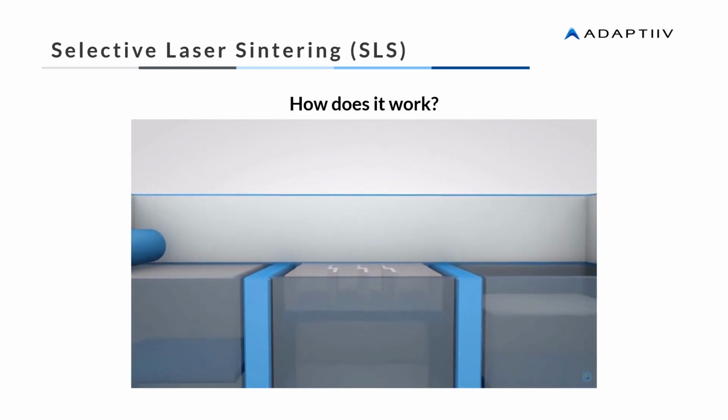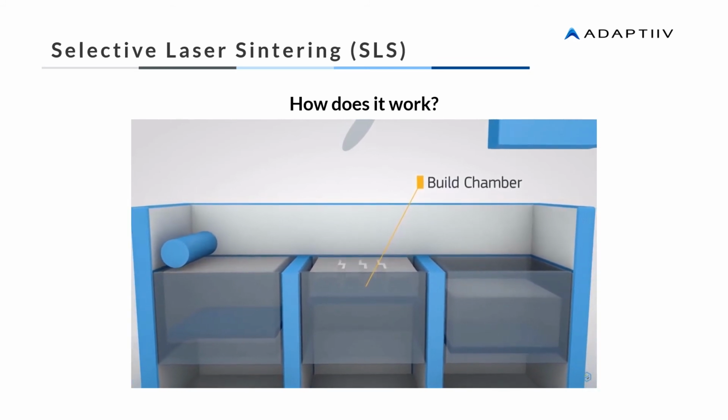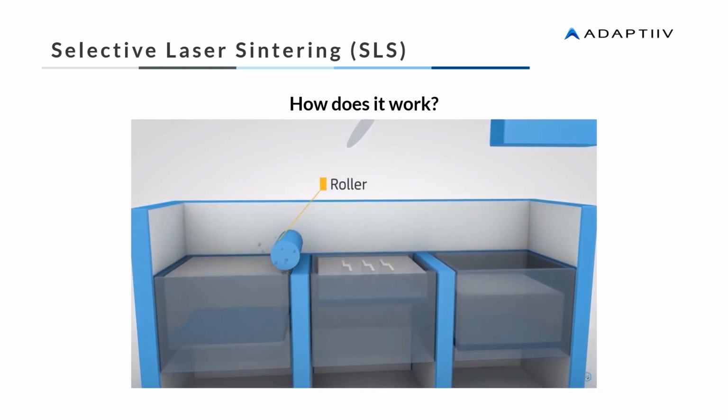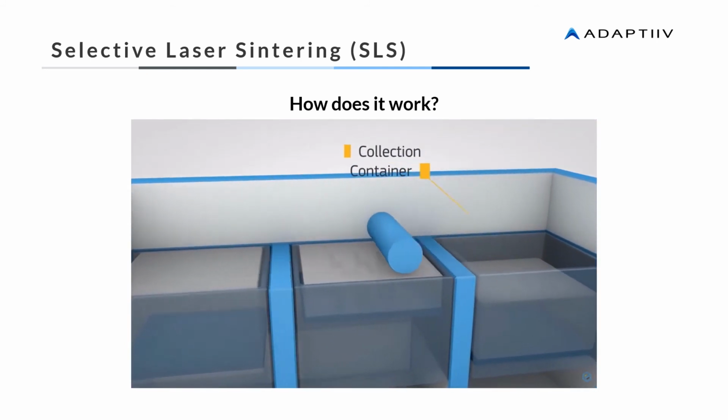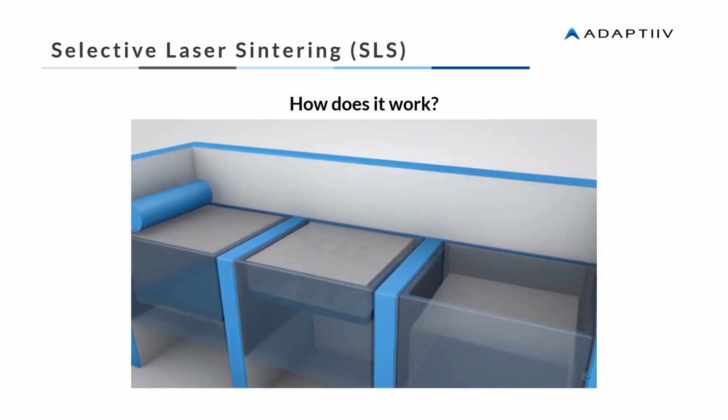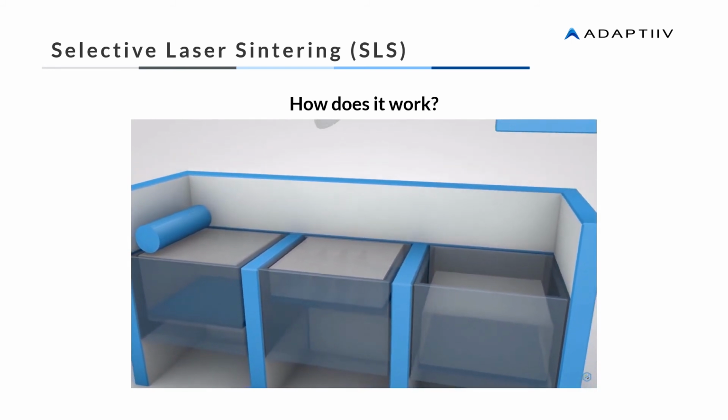Pistons move the supply container up and the build chamber down, while a roller moves across the bed to distribute the next layer of powder. Excess powder is captured in a collection container. The process is repeated layer by layer until the build is complete.